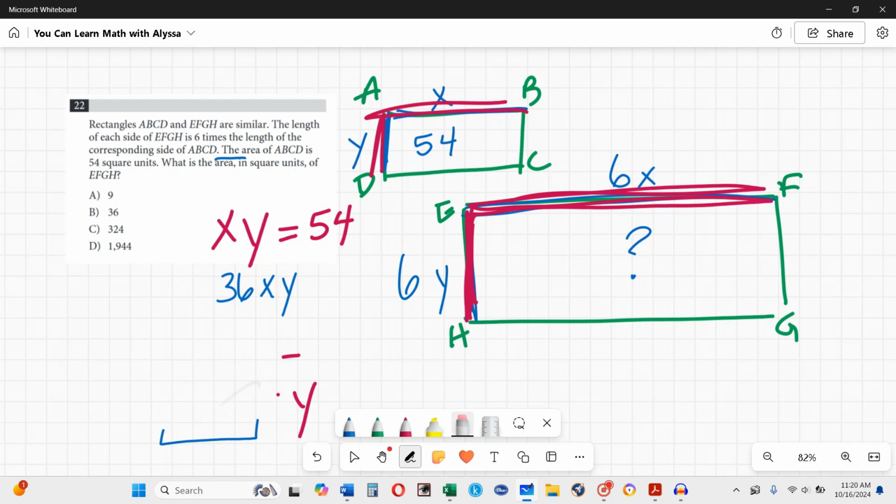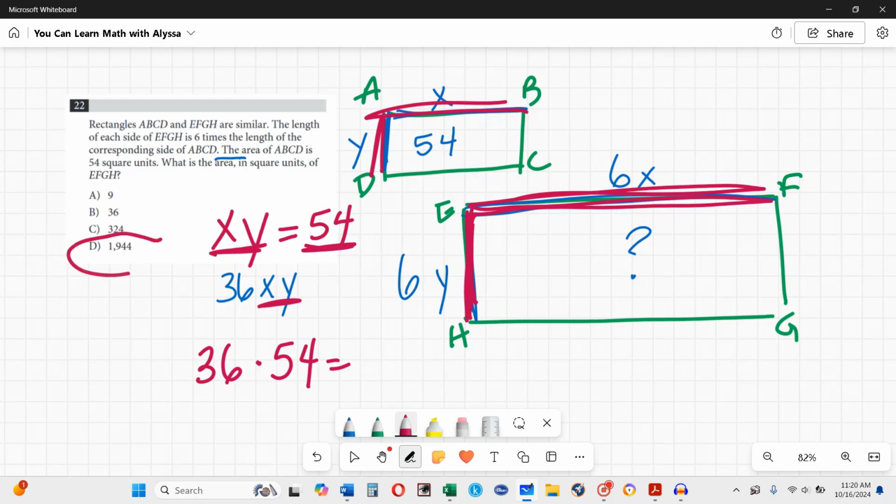Okay, I'm going to erase this, give us a little more room. All right, so I know X times Y is 54, so I'm going to replace that X times Y with 54. So now my area of EFGH is 36 times 54. And when I multiply those together, I get D, 1,944. And that's my answer. And that's how we can figure out the area of EFGH without knowing the length of either side. All right.